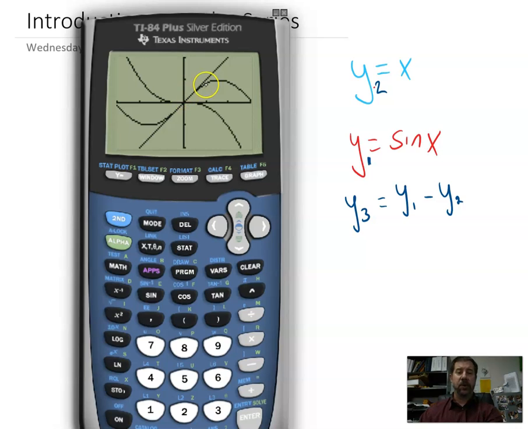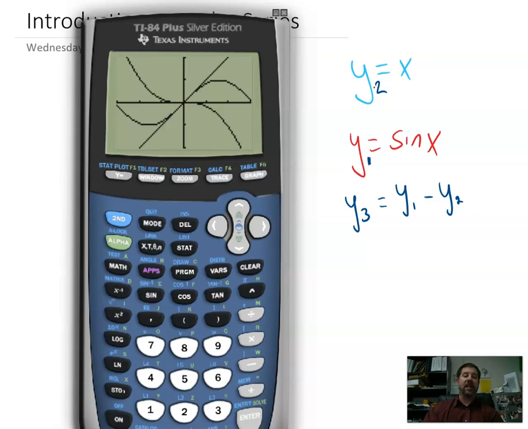And again, in this place where they're pretty close together, you can see that that difference is near 0. As I get farther away, the difference gets bigger. But right there towards the middle, that difference is pretty close to 0.